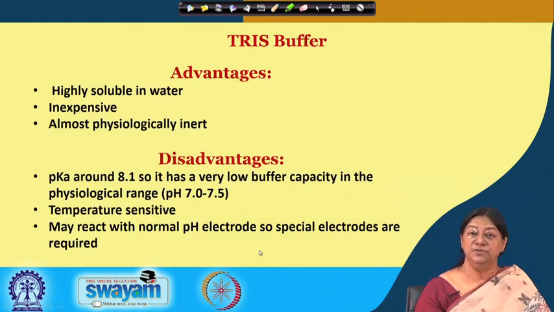The advantages of using the Tris buffer are that it is highly soluble in water, inexpensive, and almost physiologically inert in nature. The pKa is around 8.1, so it has very low buffer capacity in the physiological range, that is 7 to 7.5. It is temperature sensitive and may react with the normal pH electrode, so special electrodes are required.